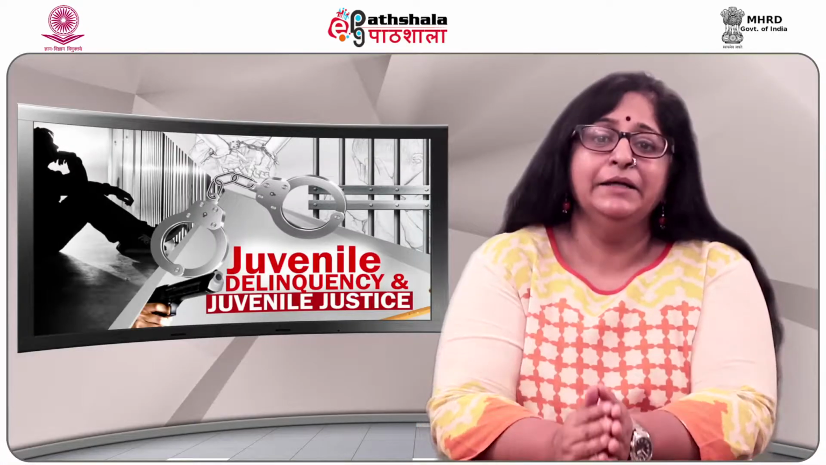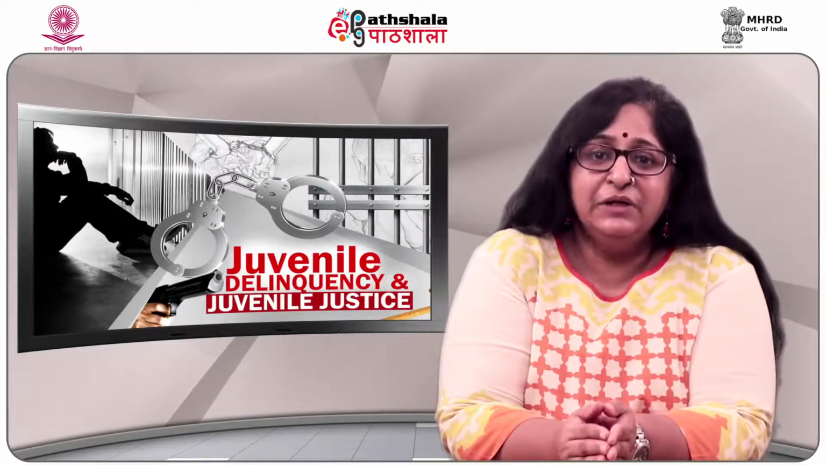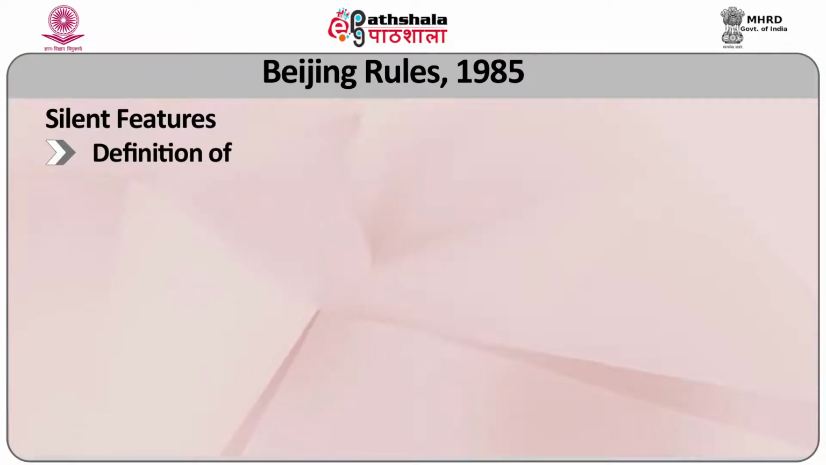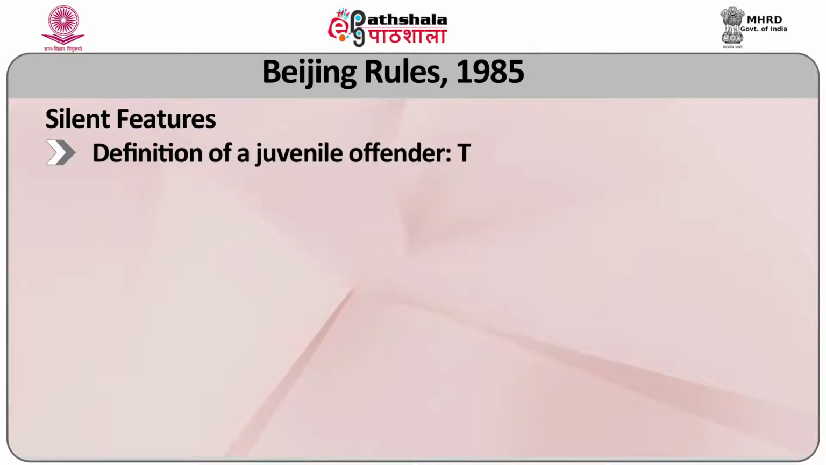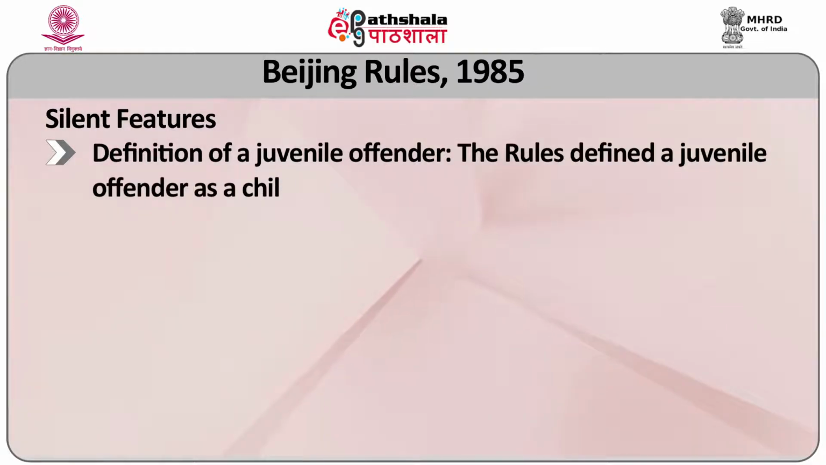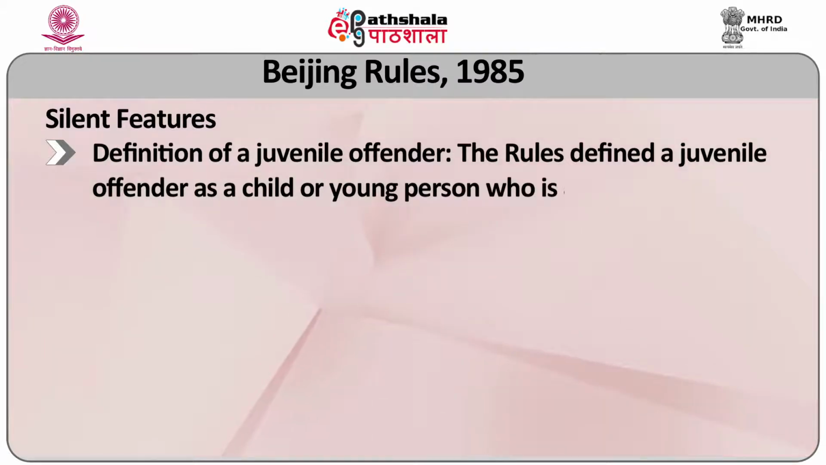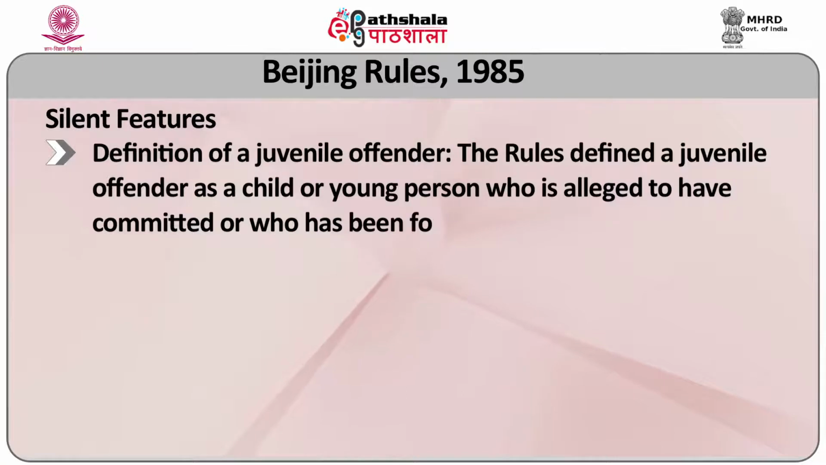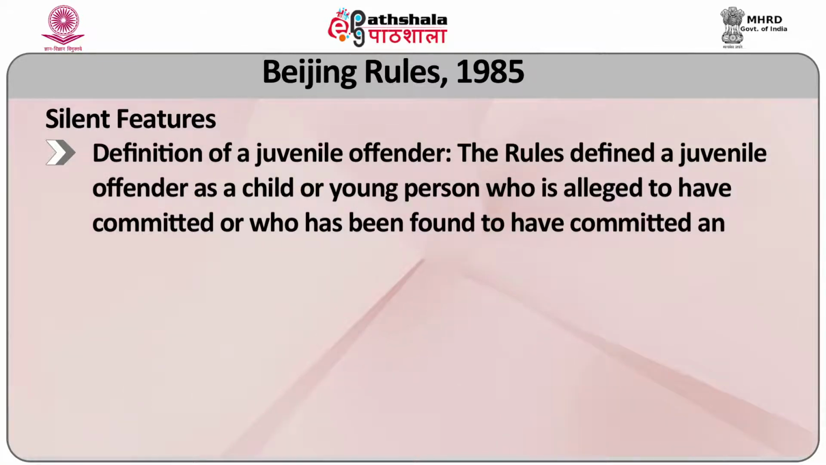Now let me highlight to you the salient features of the Beijing rules. Firstly, definition of the juvenile offender. The rules define a juvenile offender as a child or a young person who is alleged to have committed or who has been found to have committed an offense.